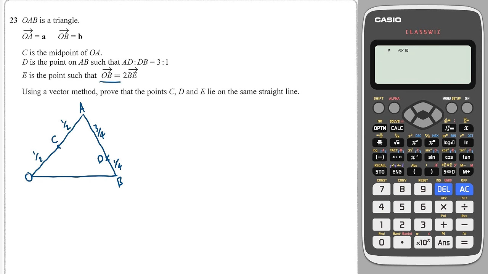And this one would be a half as well, because it's the midpoint. And then this is tricky. It says that OB is equal to 2 times BE, which means OB is bigger, because it's equal to 2 times something else. So in order for me to get to E, I just have to go half the way along. So if this is B, then this is a half B in here, because if I were to double that, it would equal this, like it says here.